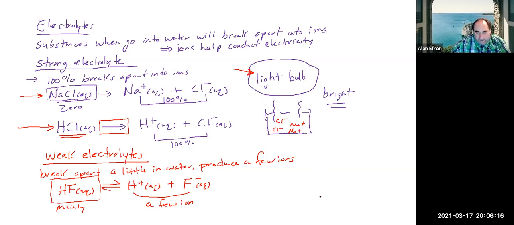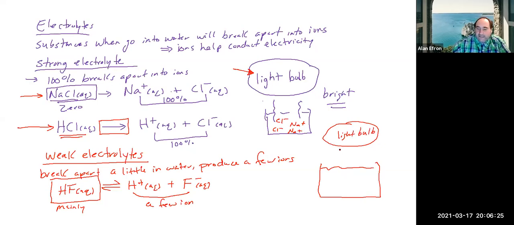if you were to redraw this over here, and again, my wonderful drawing of a light bulb, also known as a circle with the word light bulb written inside, and you got some electrodes coming down in that solution, what you would mainly have in this solution is a lot of HFs floating around. But occasionally you'll have a couple of fluorides floating around, some H pluses floating around, but nowhere near as many ions as you would have floating around in this solution. You have a lot of those ions floating around.